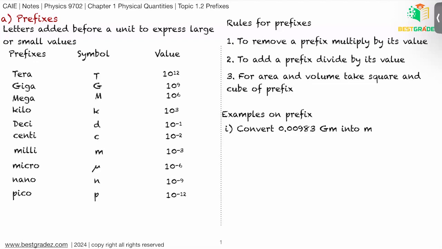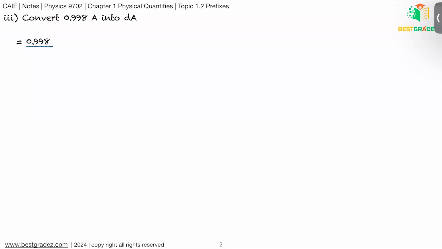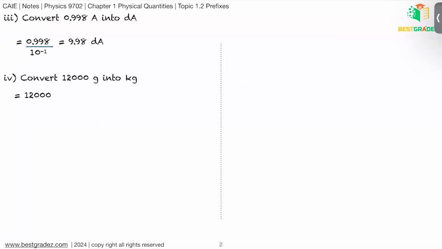If I want to convert gigameter into meter, what do I do? Because you're removing a prefix, you just multiply by 10 power 9. And over here, again, you're removing micro, so you just multiply by 10 power minus 6. You may note down any prefix that you find new, like the value of Tera, or any prefix that you find difficult. Amperes into deciamperes, you're adding a prefix, so you divide by the value of deci. And similarly, grams to kilograms, very easy.